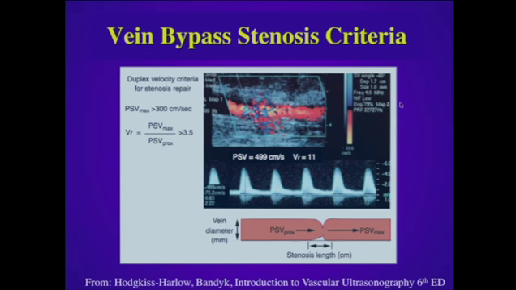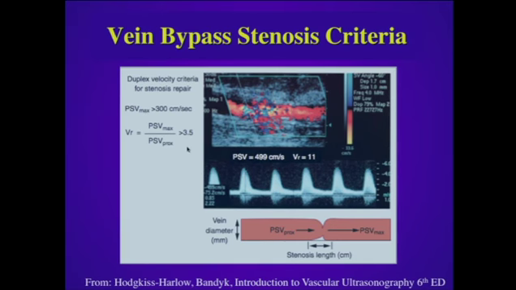Let me finish up by talking about some of the criteria that we can use following intervention. Here are criteria published by Dennis Bandyk and his group that look at peak systolic velocity and velocity ratios in patients with bypass grafts. Typically, we will follow patients after bypass to look for evidence of recurrent stenosis. And Dr. Bandyk proposes that a peak systolic velocity in the stenosis greater than 300 centimeters per second likely warrants intervention. He also suggests a velocity ratio of greater than 3.5 for indicating significant disease.